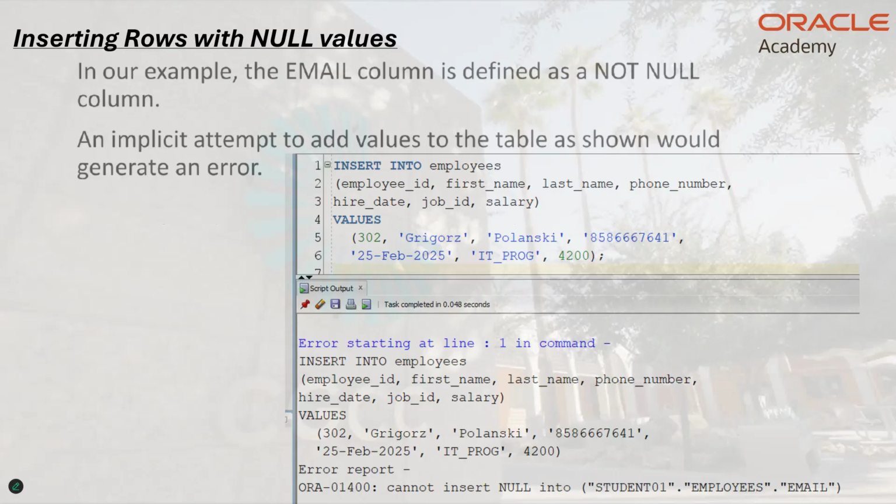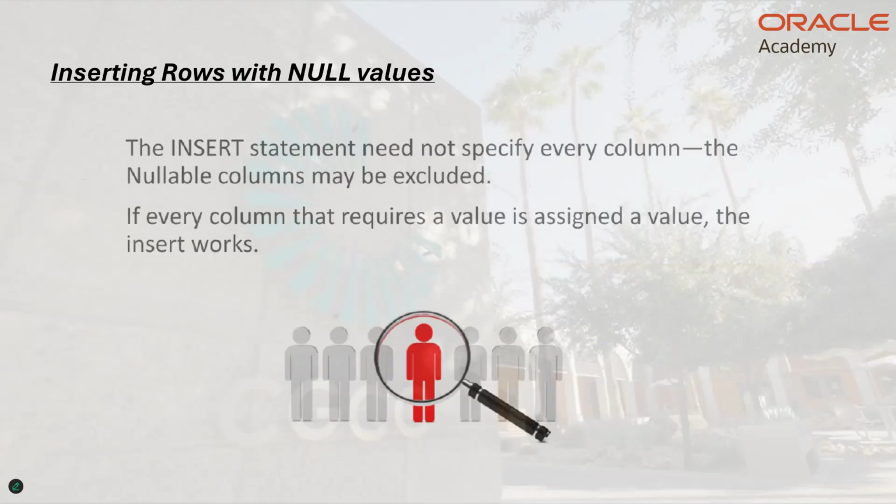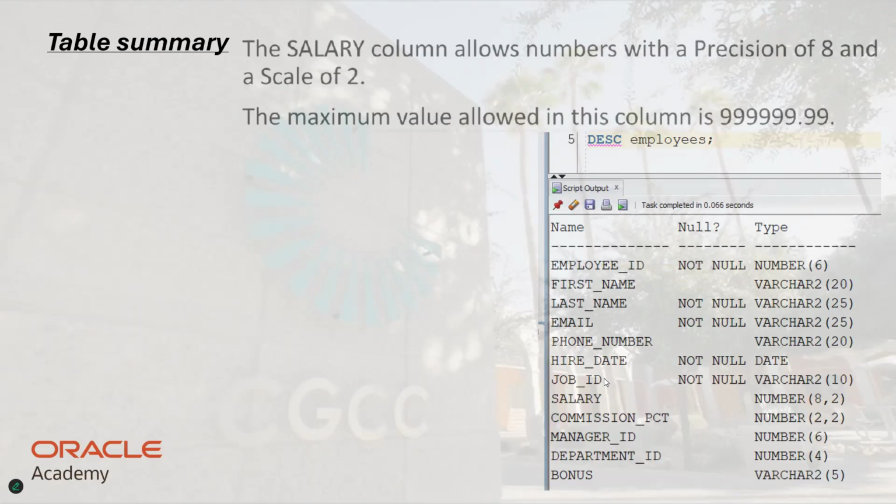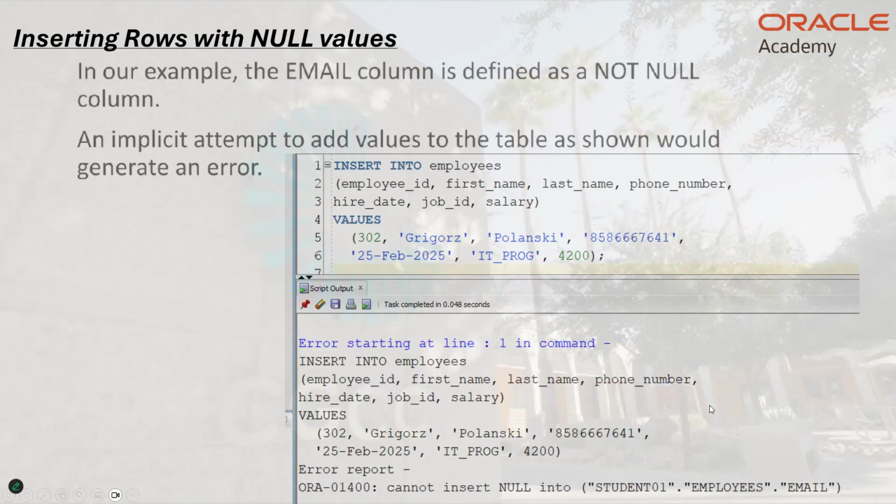If we remember way back in describing the employees table, let's go back. You see that employee ID, last name, email, hire date, and job ID require values, right? Those 5 columns require values. So if we run this insert into employee ID, first name, last name, phone number, hire date, job ID, salary, and we have 1, 2, 3, 4, 5, 6, 7, 1, 2, 3, 4, 5, 6, 7, but we're missing a column here that's required.